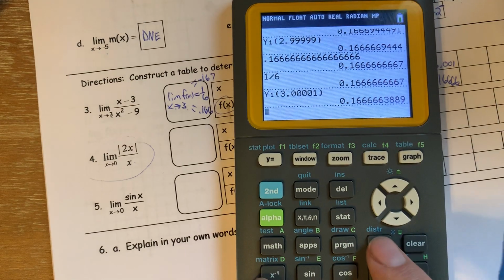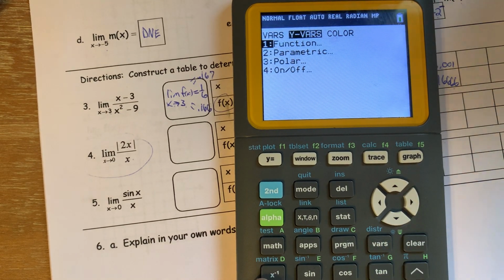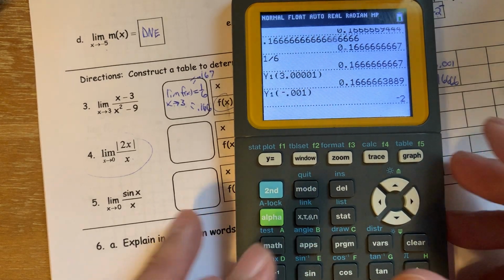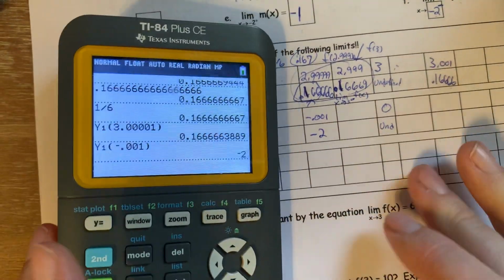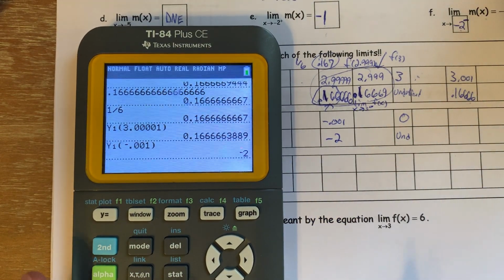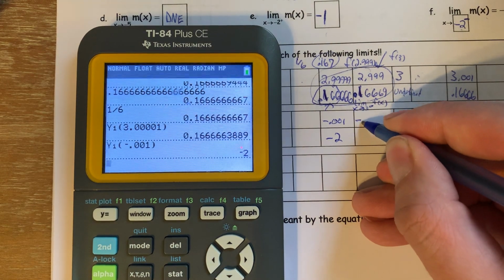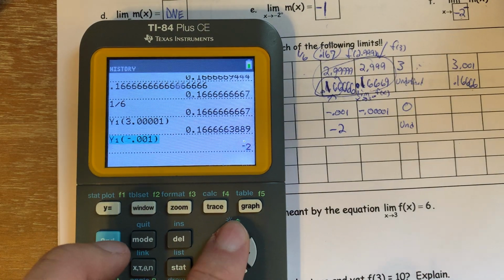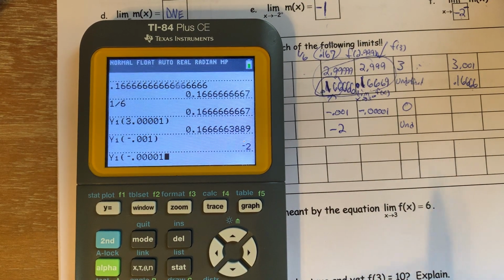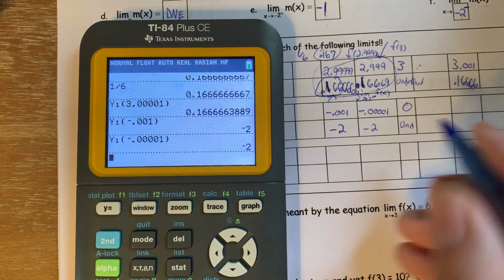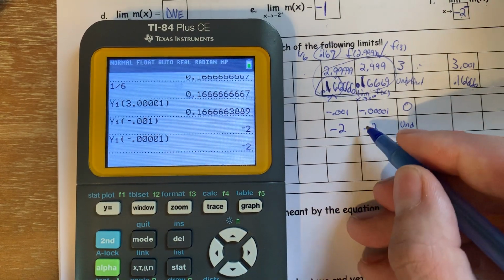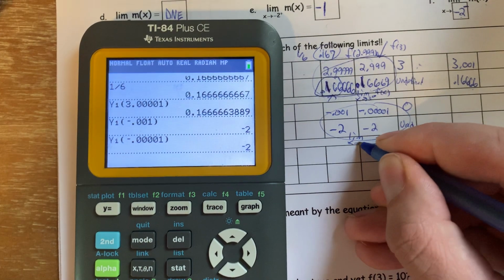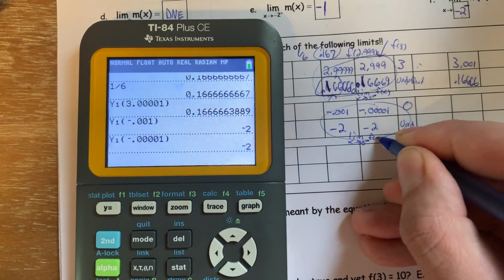And now I can use my variables. So variables, y variables, function y1 of negative 0.001. Okay, and it's negative 2. Okay, well that sure looks like that might be the limit, but let's choose one other value. Let's also check and see what happens when we get really close. And in my calculator, I'm going to do negative 0.0001. And that's also negative 2. And so it's pretty clear that the limit just is negative 2. What limit is this? This is the limit as x approaches 0 from the left of f of x.